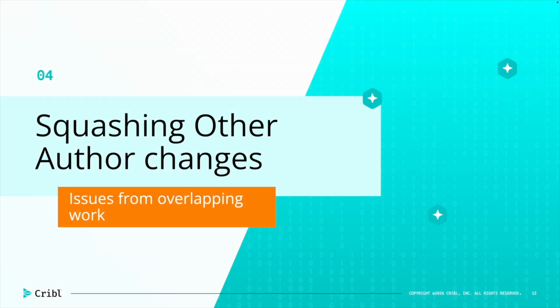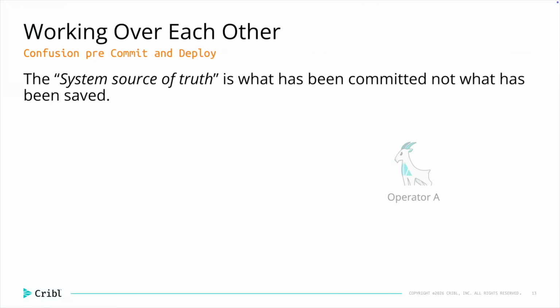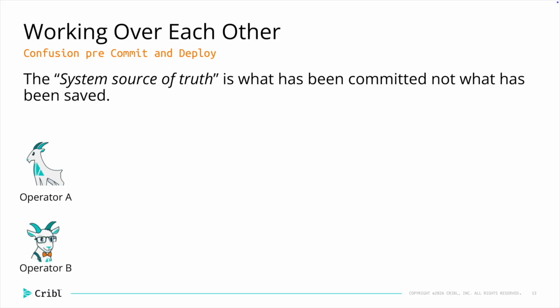Alrighty, moving right along, we talked about this a few slides back, but preventing against interfering with one another's work. As a general rule of thumb, the system source of truth is what has been committed, not what has been saved. I know back in my college programming days, I learned that lesson the hard way. So let's talk through this example. So we have two operators.